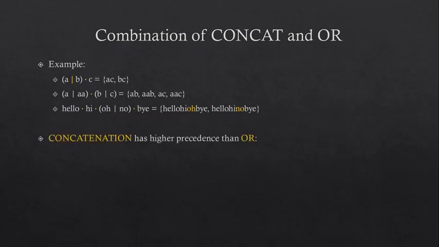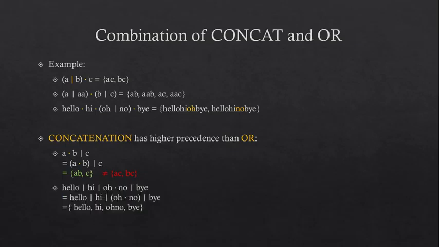Concatenation has a higher precedence than OR. So if there are no brackets or parentheses, concatenation will come first. In this example, we have A.B or C. We are not going to take the OR between B or C first. We are going to concatenate A dot B first, then we are going to take the OR.